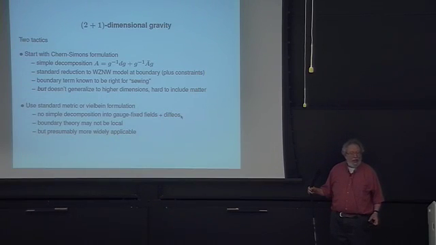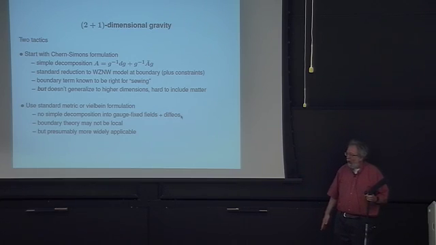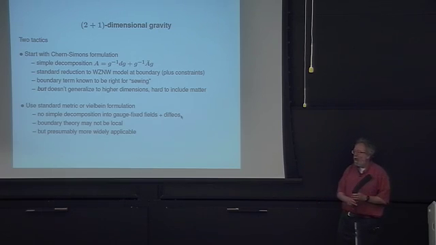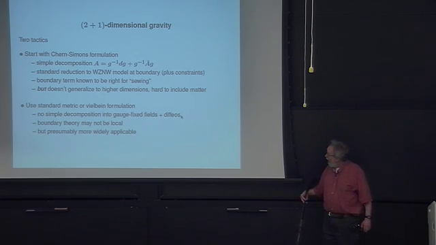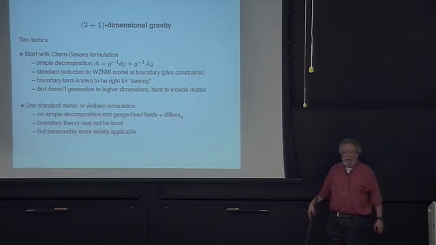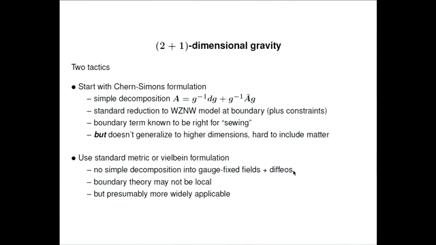This has the disadvantage that there isn't a simple description of the finite transformations, the diffeomorphisms, in terms of some simple gauge-fixed quantities and some functions that describe the diffeomorphisms. The boundary theory might not be local because diffeomorphisms, the relevant gauge symmetries, move points around. But presumably, this method can be applied to more than 3 dimensions, and so it's worth spending some time on.